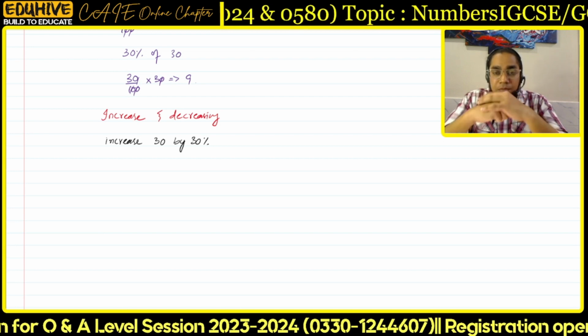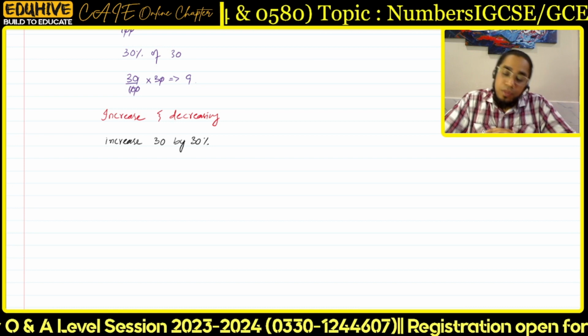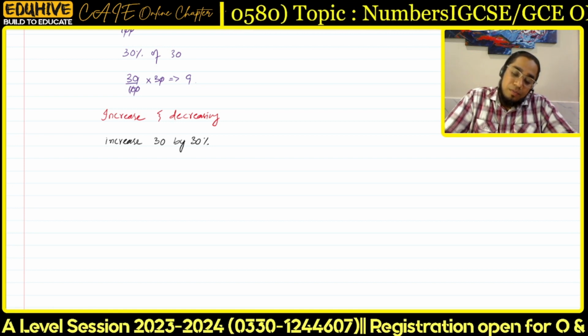कैसे कैलकुलेट करेंगे आप? If I say that increase 30 by 30%, is there a way to calculate this one?